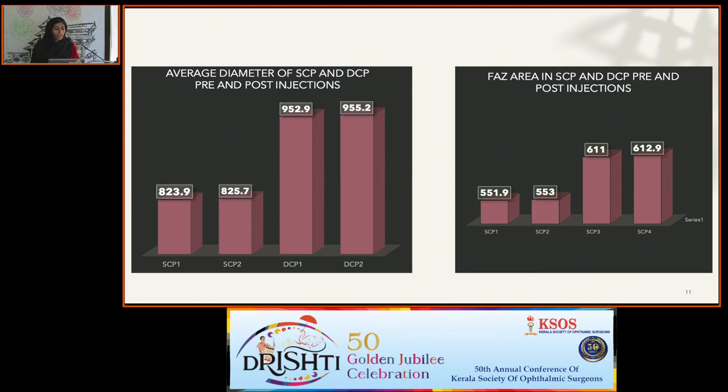Even though statistically insignificant, our study showed an increase in average diameter of superficial capillary plexus from 823.9 to 825.7 and in deep capillary plexus from 952.9 to 955.2. And foveal avascular zone area also showed a change from 551.9 to 553, and deep capillary plexus also showed a change from 611 to 612.9. This was also found to be statistically insignificant.